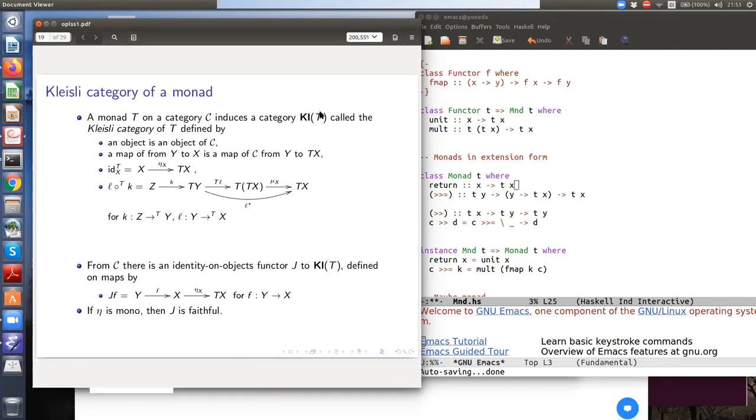So what is happening there? Kleisli T has exactly the same objects as C. So an object of Kleisli T is an object of C, full stop. What are the maps there? A map there from Y to X, morally the functions in there, is the same as a map in the base category from Y to T of X. So what you consider to be a function in Kleisli T is actually what under the hood are functions from Y to T of X. And now think T of X is maybe E plus X or list X from my examples.